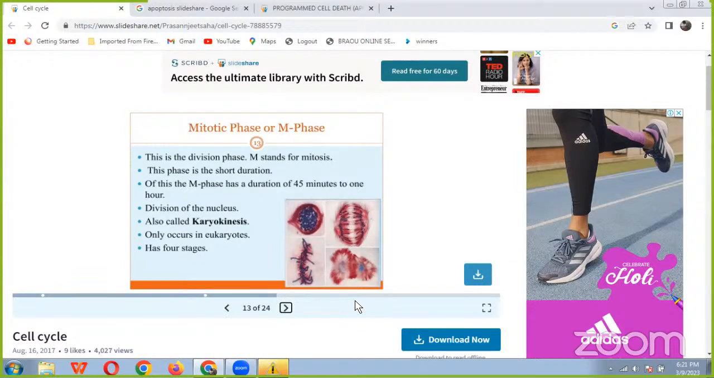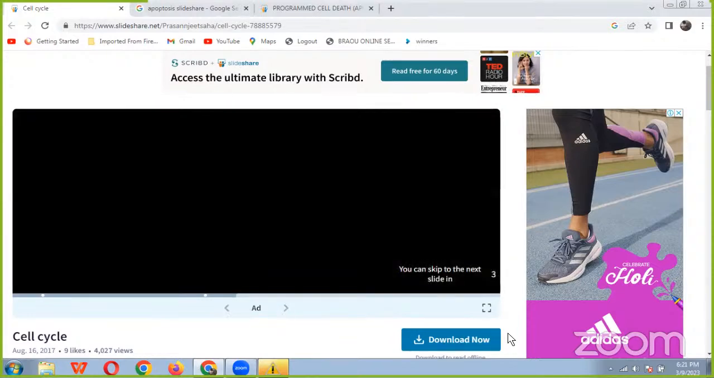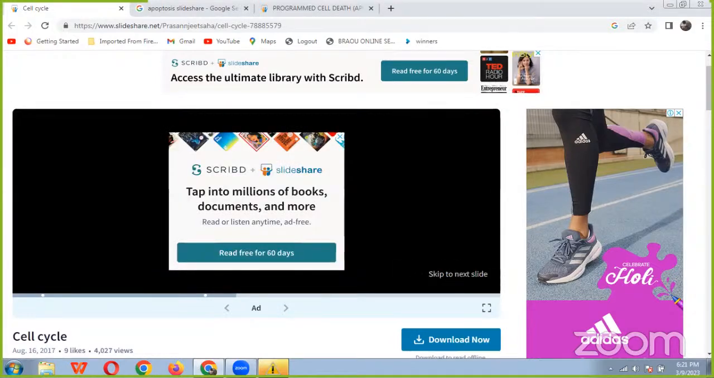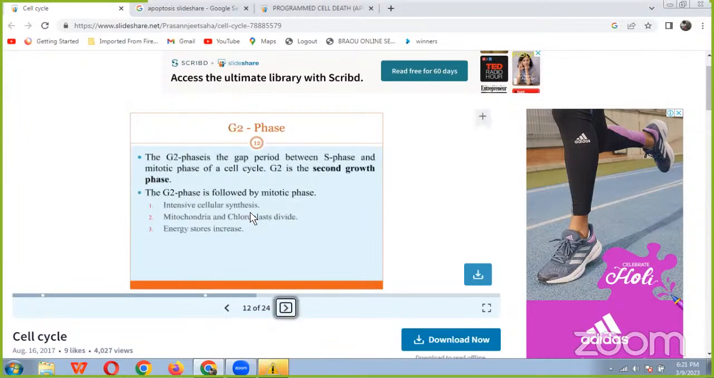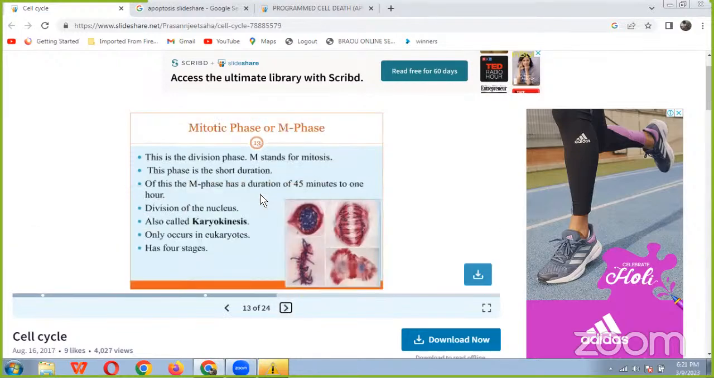Next one is the S phase, mainly duplication and DNA synthesis. They also form the histone proteins. Histone proteins are synthesized in the S phase. The G2 phase is the secondary growth phase, mainly with intensive cellular synthesis. Energy stores increase in the G2 phase. These are the interphase. And next one is the mitotic phase, also called the M phase.